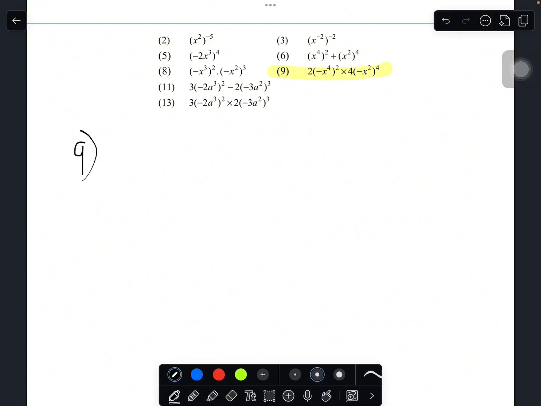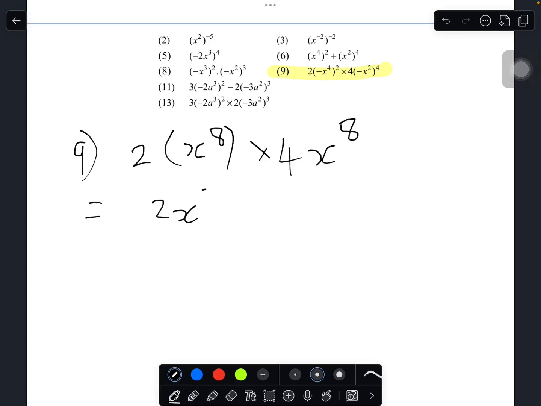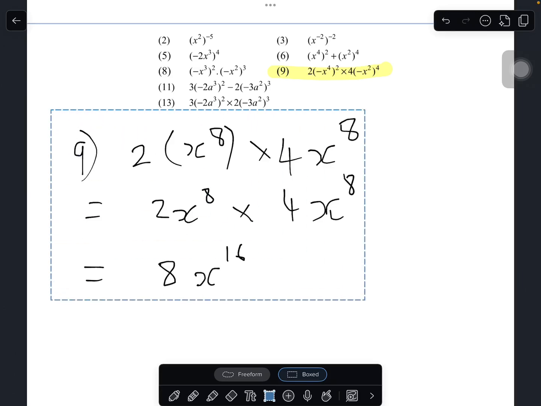Now when looking at 9, we have this, and so we're going to have 2 x to the power 8 times 4 x to the power 8. And then we can rewrite that as 2x to the 8. You could have skipped the step, times 4x to the 8. Now, because I have a multiplication, I can just multiply these. 4 times 2 is 8. Because I'm multiplying like bases, I can add the exponents, and I'm going to have a 16 here. I hope this is all making sense to you guys.